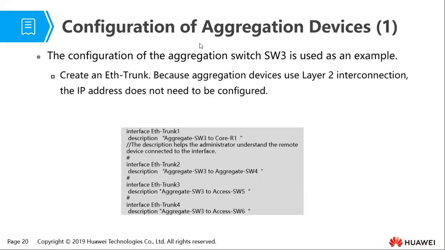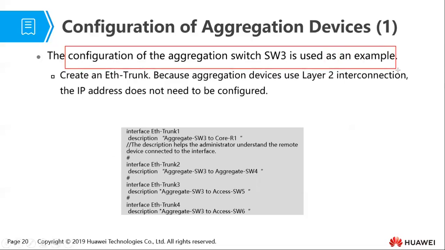So now let's see how to configure the aggregation switch. SW3 is used as an example. So here we want to configure SW3. If you check the topology again from your phone, you can see that SW3 is connected to two access switches, SW5 and SW6. So we want to create an Ethernet trunk between switch 3 and switch 5, and between switch 3 and switch 6.